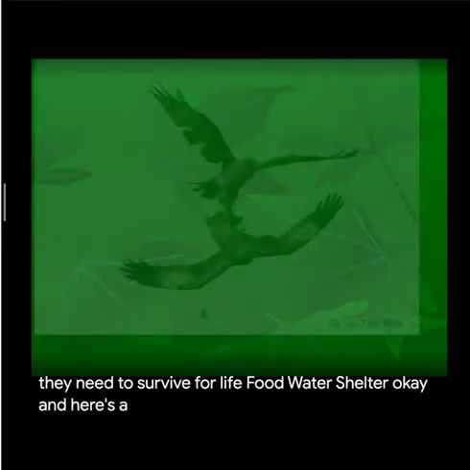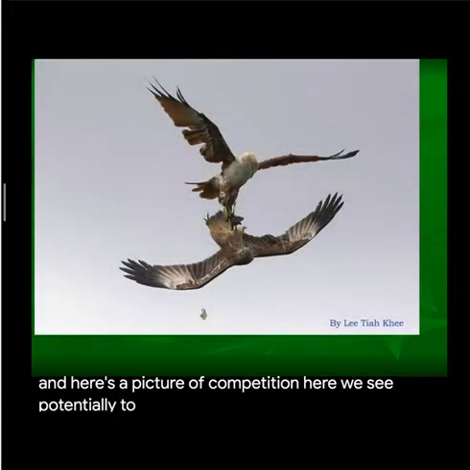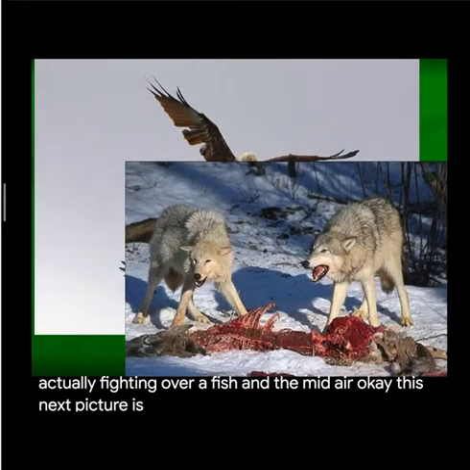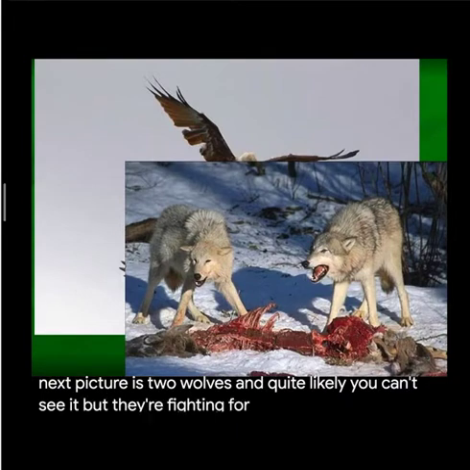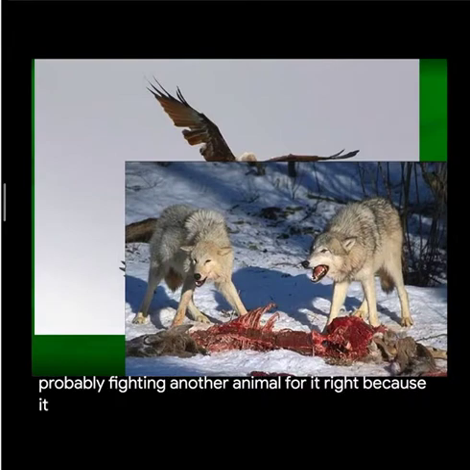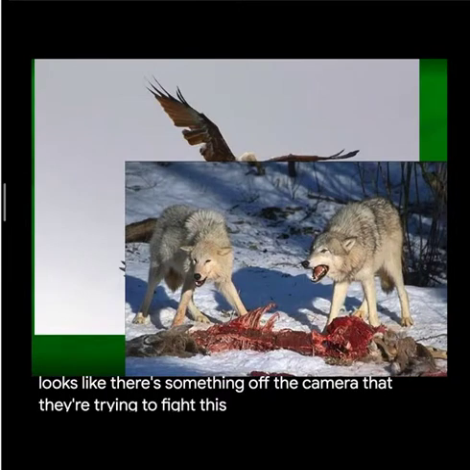Okay, and here's a picture of competition. Here we see potentially 2 different species of hawk, and they're fighting over a fish in mid-air. Okay, this next picture is 2 wolves, and quite likely, you can't see it, but they're fighting for the carcass. They're probably fighting another animal for it, right? Because it doesn't look like they're fighting each other. It looks like there's someone off the camera that they're trying to fight this last morsel of food off for.